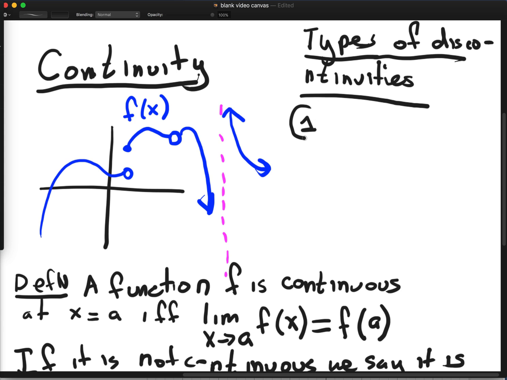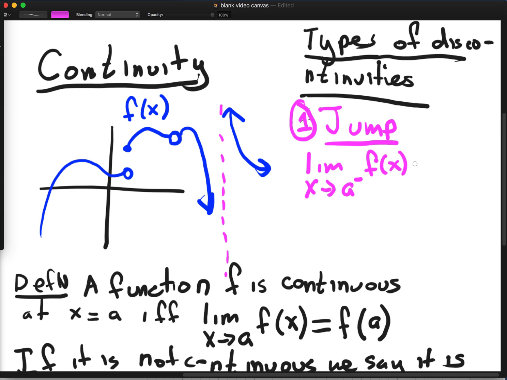All right, one. No, wait. Let me color code it. Let's see about purple. Okay, so this will be easy to identify. Jump. So what does a jump discontinuity look like? Well, if the limit as x approaches a from the left does not equal the limit as x approaches a from the right, then in that case, you have a jump discontinuity.